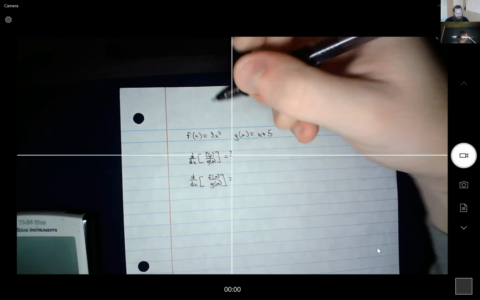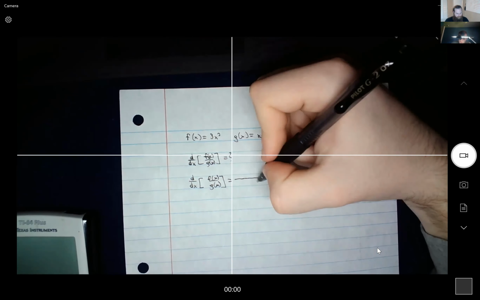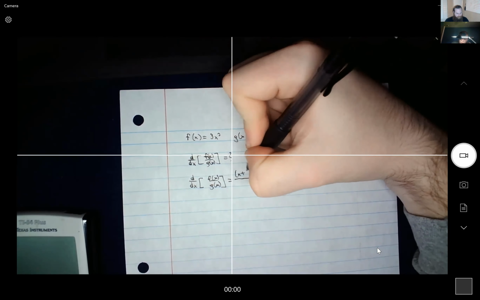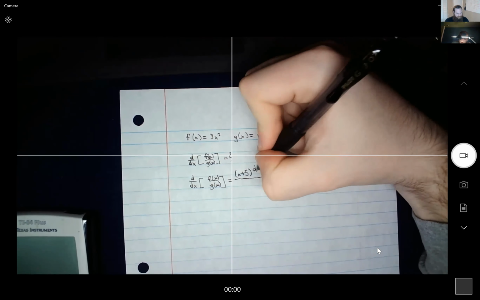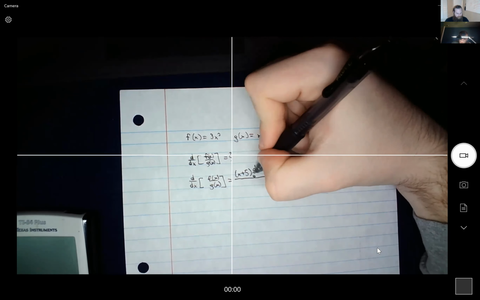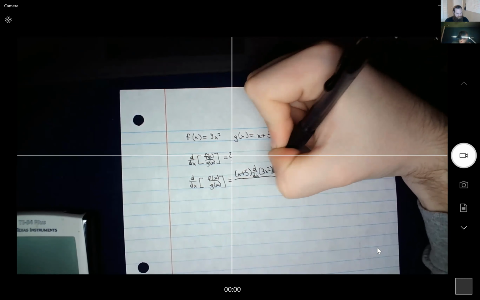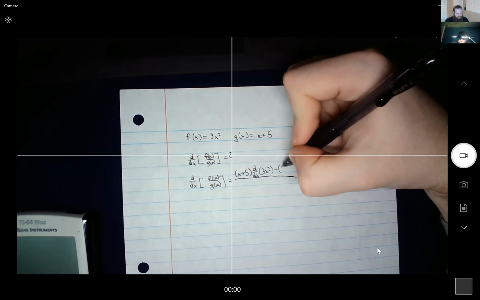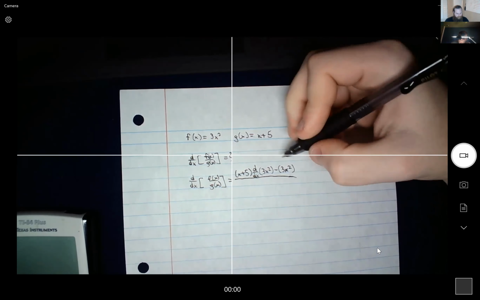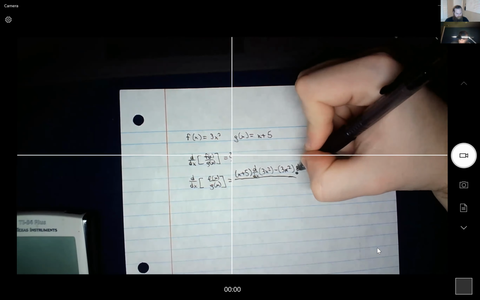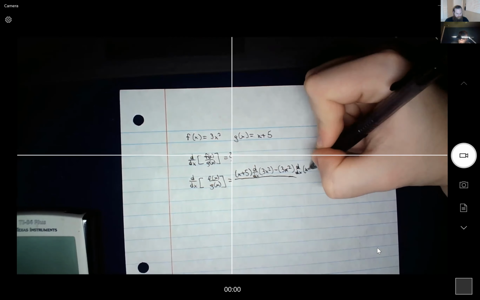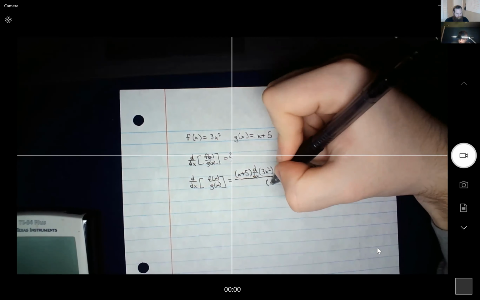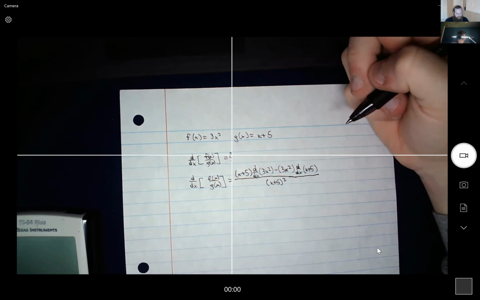So first we have our low. So it's going to be low derivative of high, f of x, d over dx of 3x squared, minus high d low, all over low squared, like that.